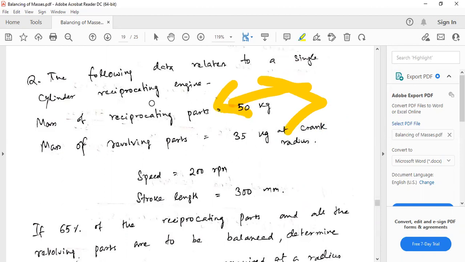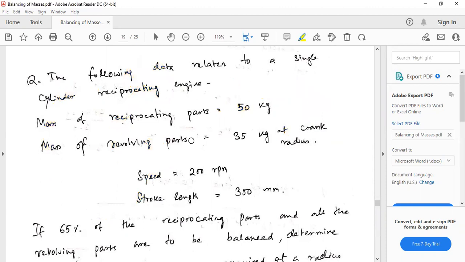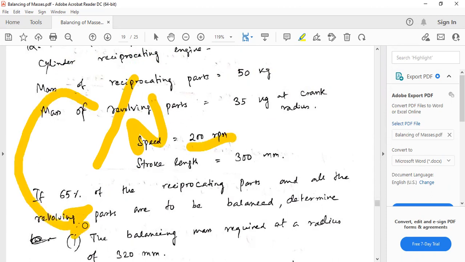And the mass of the revolving part about the crank, this is the crank and this is the crank radius. Some mass at the crank radius, that is 35 kg, is revolving around the crank, revolving like this. So 35 kg at crank radius. The crank radius is not given to you. Omega is not given, but rpm is given. So from the 200 rpm we can find the angular velocity omega.